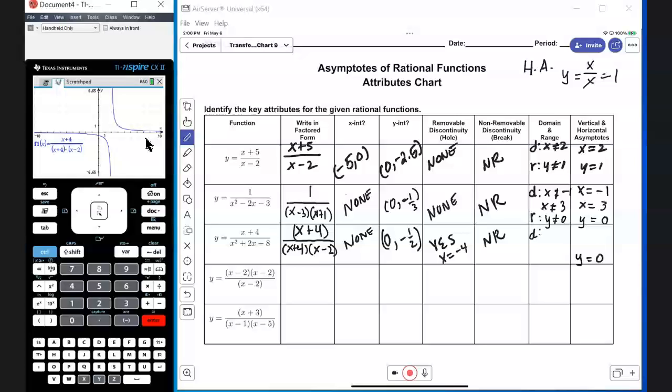What's the domain? No. What's the domain? All numbers except what? 2. And what else? All numbers except, where's the hole? Negative 4. What's the range? All numbers except? Okay, where's the vertical asymptote? x equals what? 2.